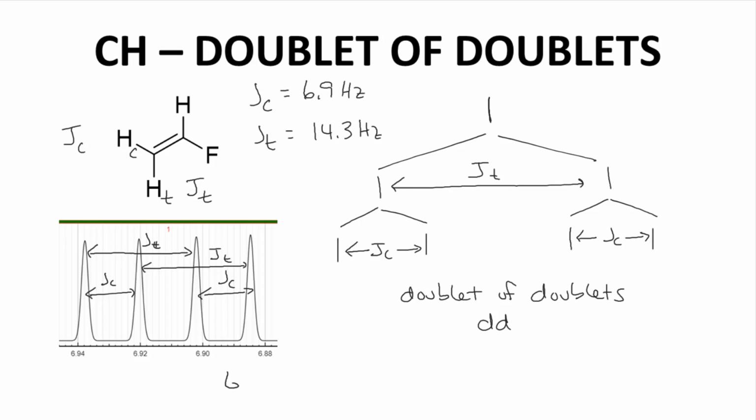Let's now report this peak. The shift is 6.91. Multiplicity is DD for doublet of doublets. Integration is 1H. To give the J value, we'll write J equals 6.9, 14.3 hertz. Next hydrogen.